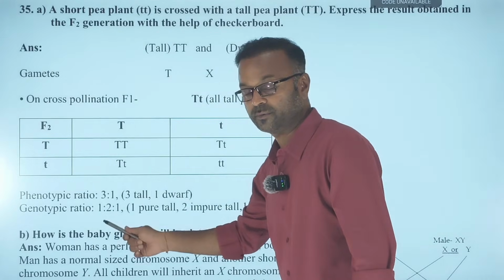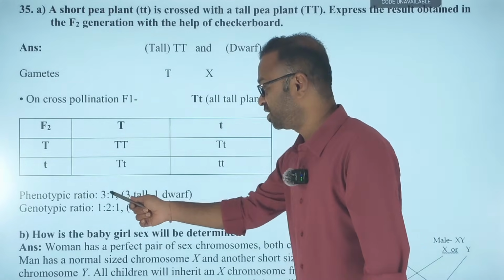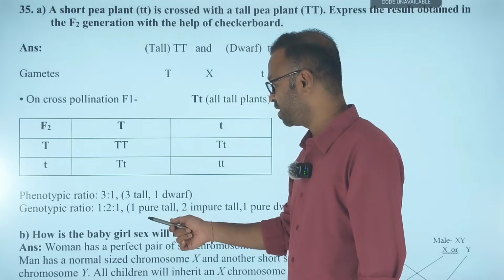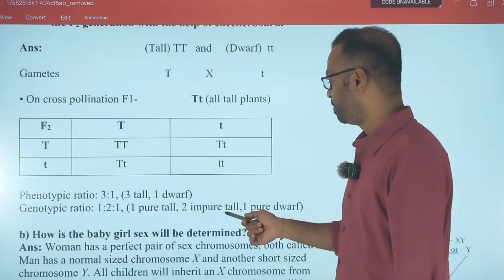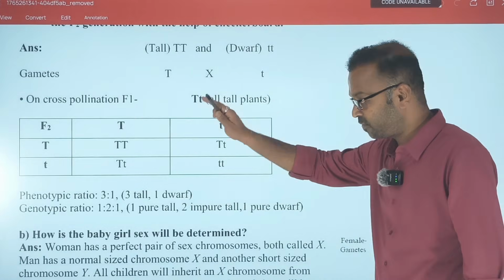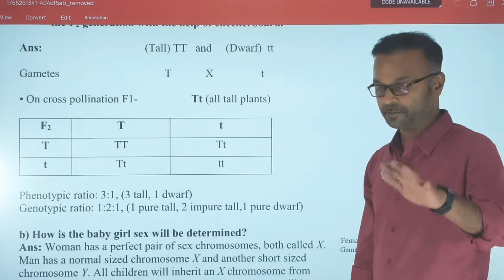Do not forget to write in the bracket 3:1. If you write, what are those 3? What is this one? Genotypic ratio 1:2:1. 1 is pure tall, 2 is impure or hybrid tall, 1 is pure dwarf. Do not forget to mention and write. Do not forget to write the conclusion also. Step by step you do.